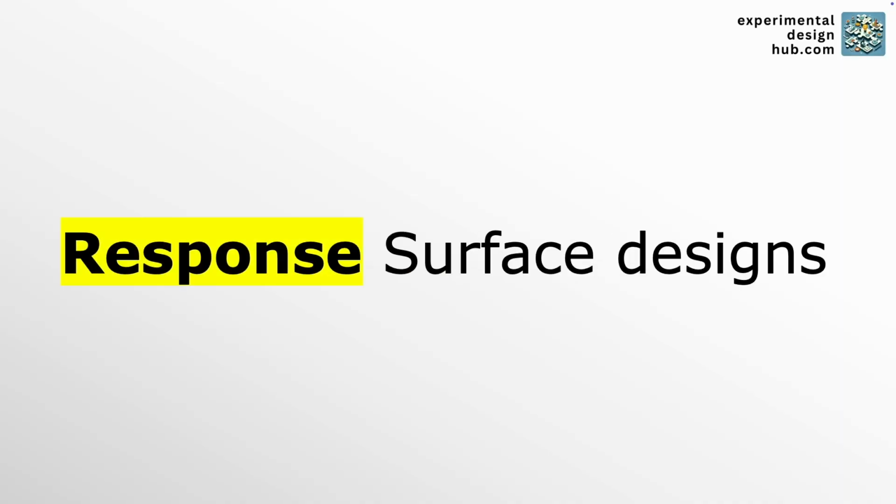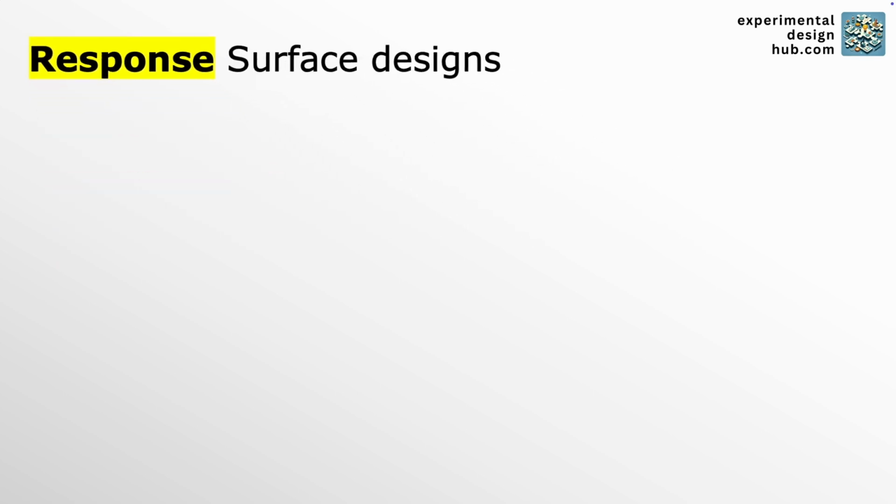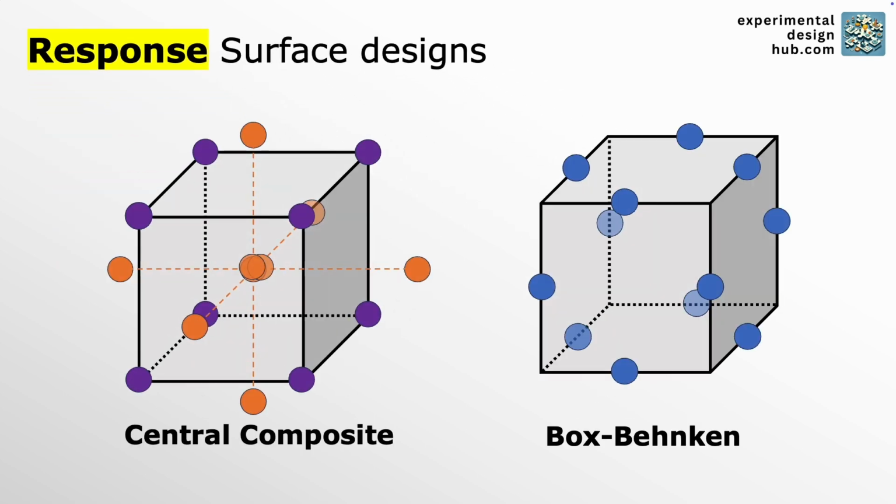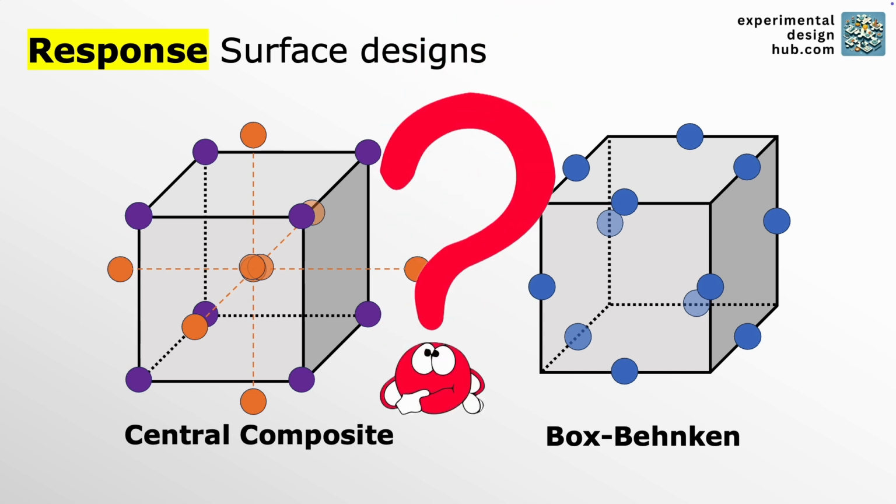Response surface designs help you cover curvature in your experiments. It's something that traditional factorial designs struggle with. The most popular response surface designs are Central Composite Designs and Box-Behnken Designs. But what's the difference and which one should you choose for your experiment? Let's break it down.